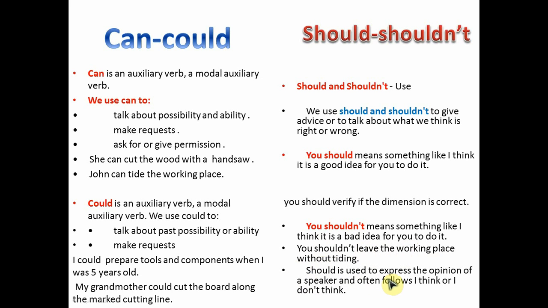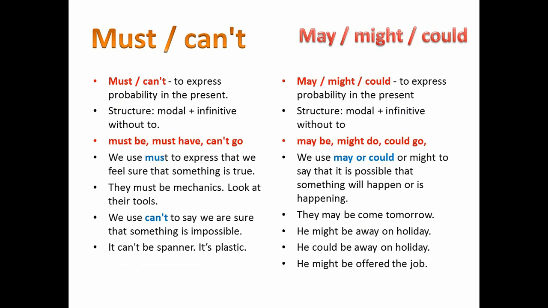Should is used to express the opinion of a speaker and often follows I think or I don't think. Okay. Must and can't. I use must and can't to express probability in the present. And the structure is modal verb plus infinitive without to. So I can say must be, must have, can't go. I can't use to.